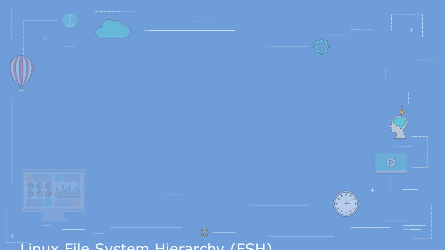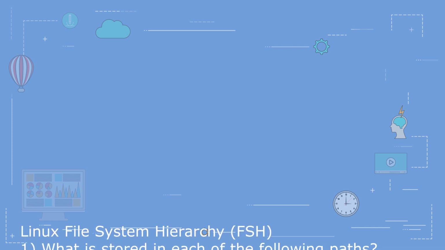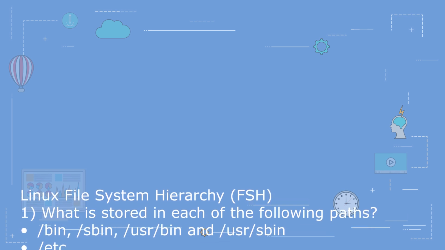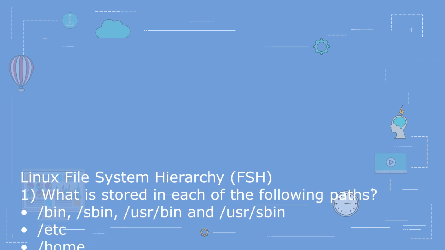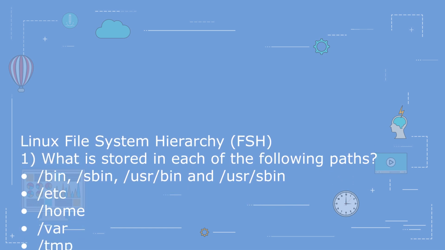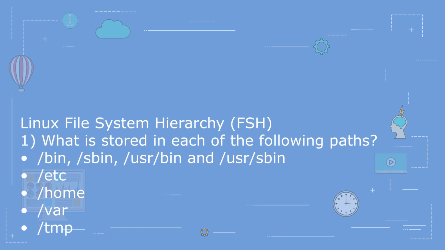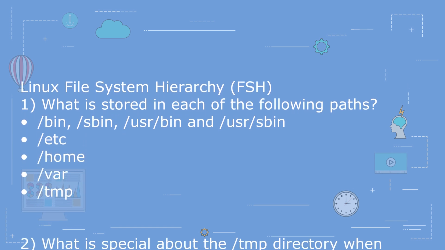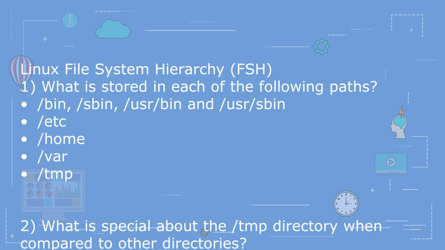Linux file system hierarchy question and answers. 1. What is stored in each of the following paths? /bin, /usr/bin, /usr/sbin, /etc, /home, /var, /tmp. 2. What is special about the /tmp directory when compared to other directories?